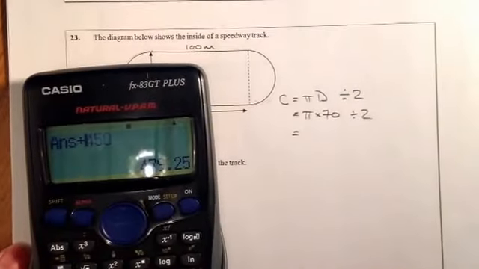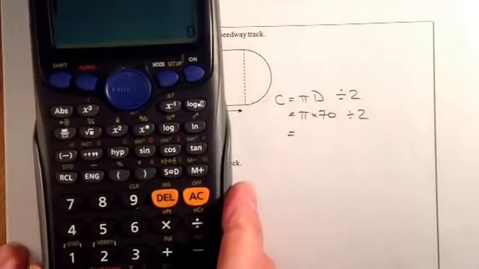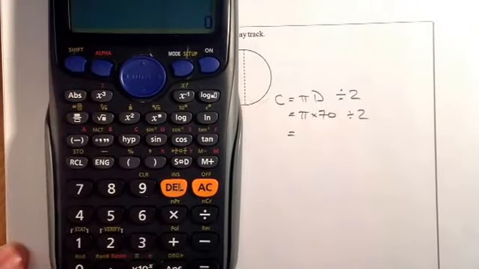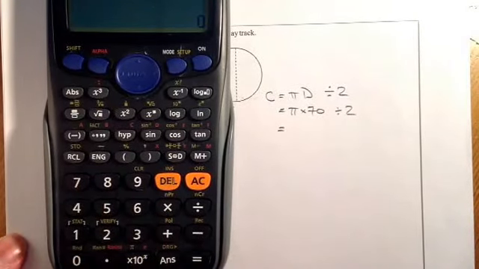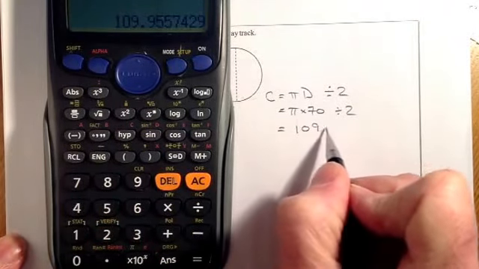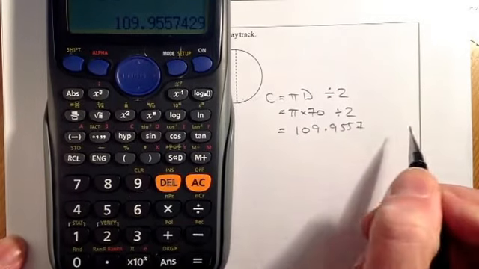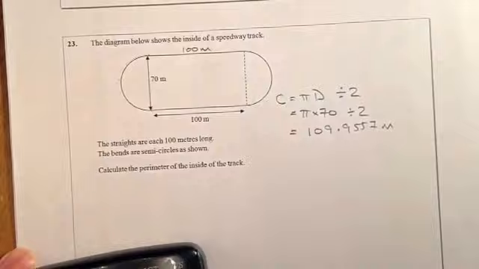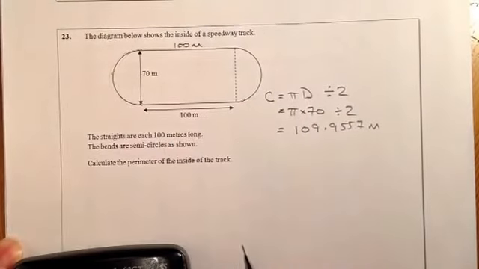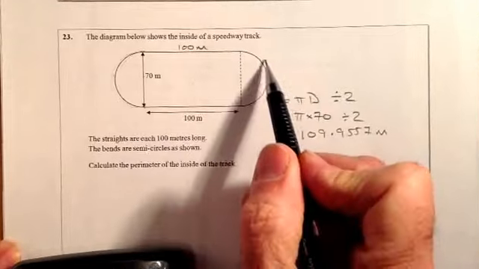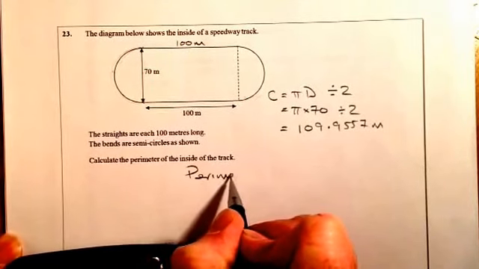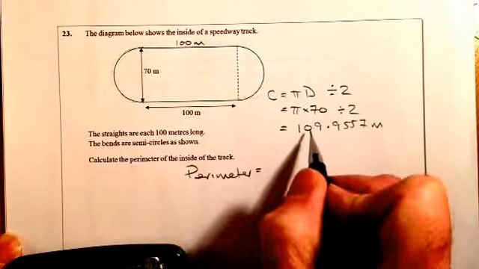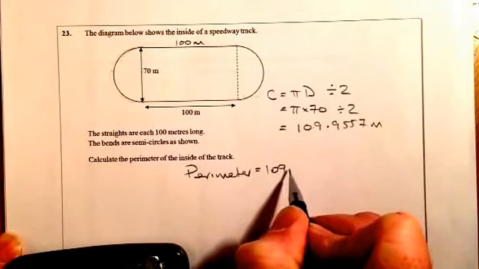On to my calculator. Right, so I'm going to hit the pi button. Remember, the pi button is the shift button, and I've got this one down here where I can see pi. I'm going to multiply that by 70, and divide that by 2. So what that gives me there is 109.9557, and that's going to be metres. So that's the distance from there to there. What I also know is the distance from there to there will be the same. So to work out the perimeter, my perimeter is going to be equal to, I'm going to have two of these, so I'm just going to write it down like this here.